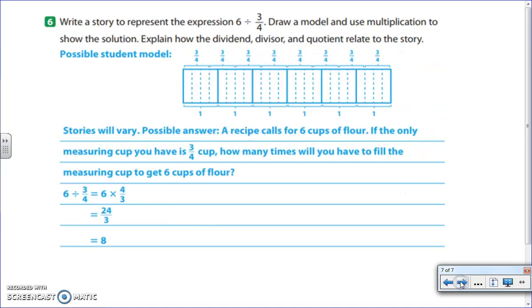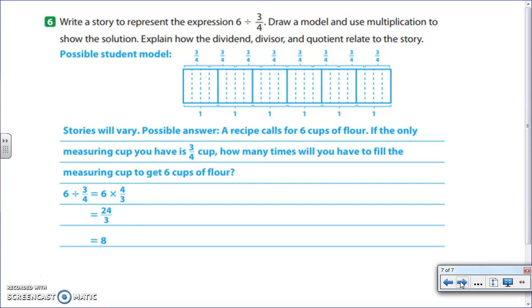I like it. It says write a story to represent the expression 6 divided by 3/4. Draw a model and use multiplication to show the solution. Explain how the dividend, divisor, and quotient relate to the story. So this is all just possible. I'm going to have to look through these and just see. This is an example of one way to do it.